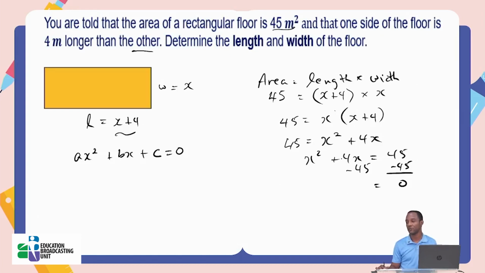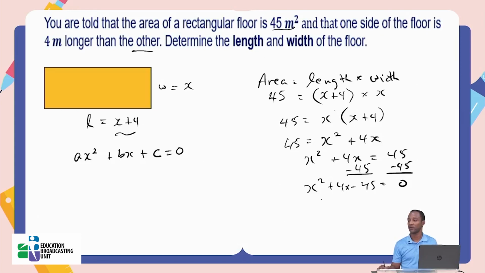Now, 45 cannot be subtracted from x squared or positive 4x, because these are all unlike terms. They have different powers. They are terms in x as well. And the constant can only be added or subtracted to a constant. So we have x squared plus 4x minus 45, which is equal to 0.